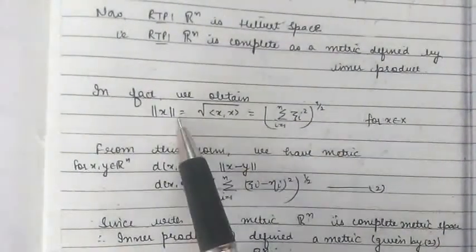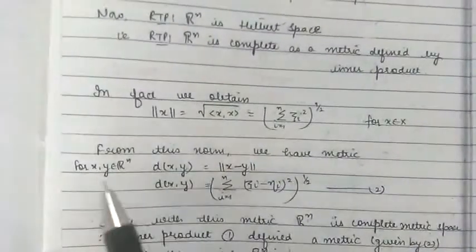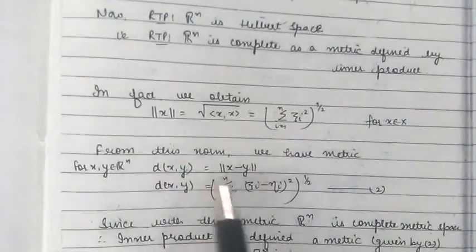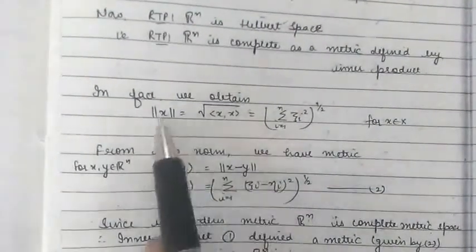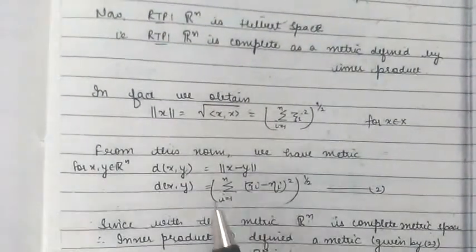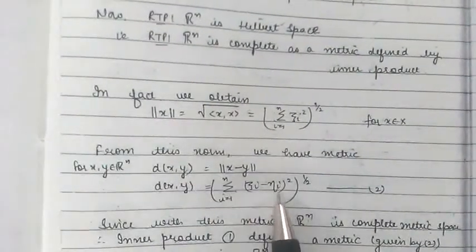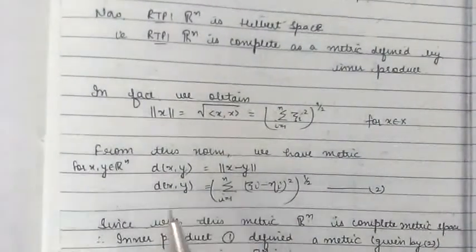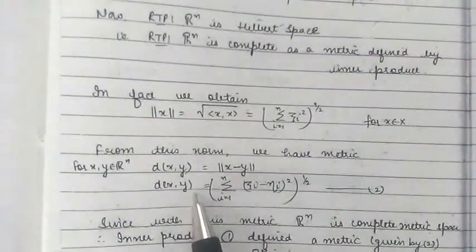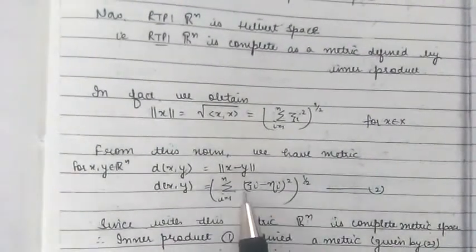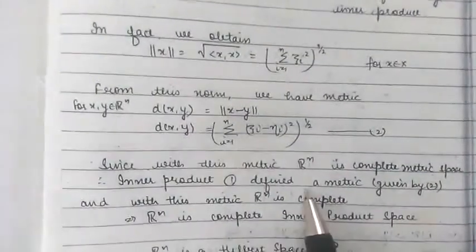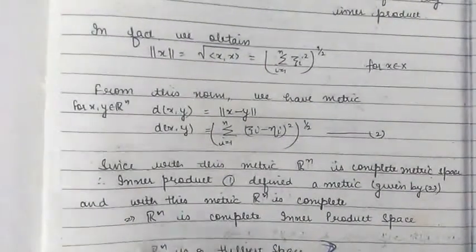Now from this norm we can define a metric. So let us define a metric denoted by d of x, y equal to the norm of x minus y. Now by using this definition, this will become the square root of the summation of xi minus eta i squared. So we have defined a metric, and with this metric, Rn is a complete metric space. So we have obtained a complete metric space. So Rn is a Hilbert space. So this was the first example.